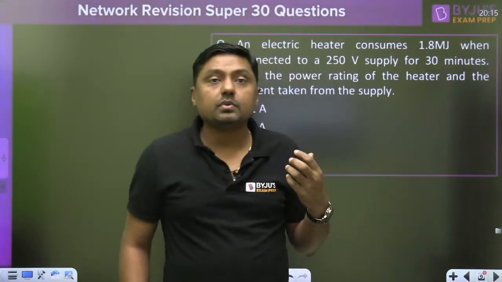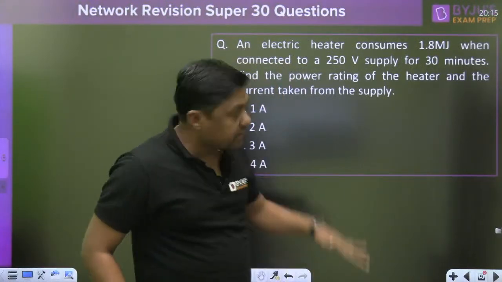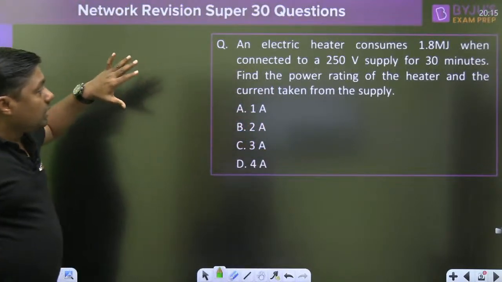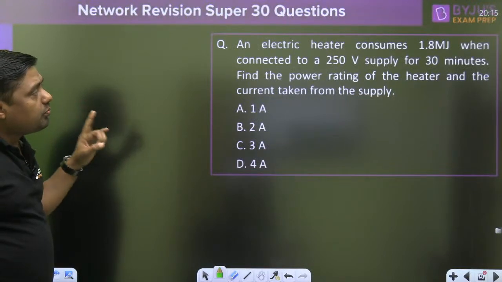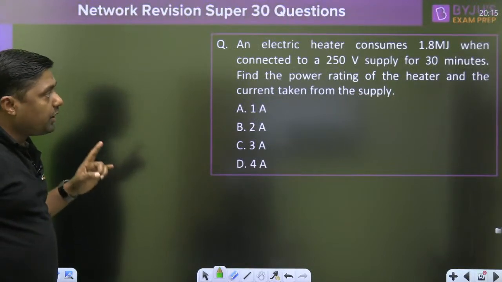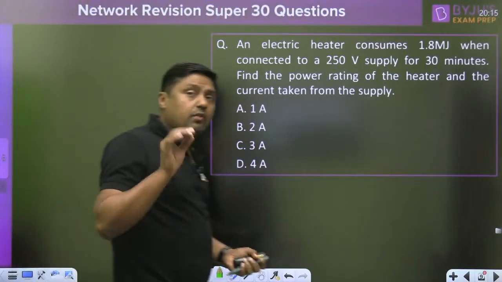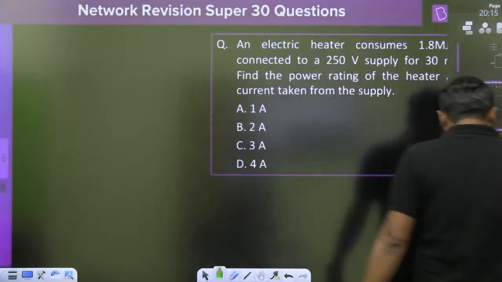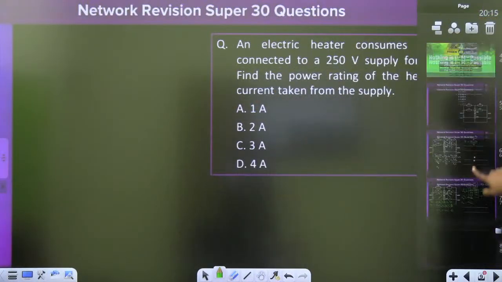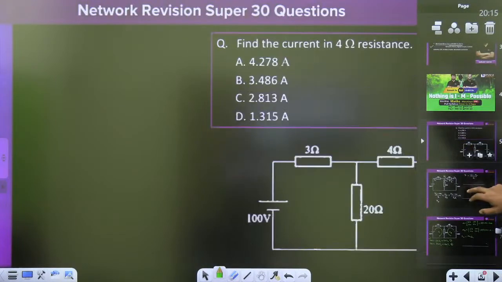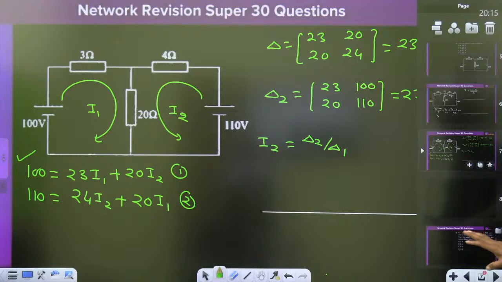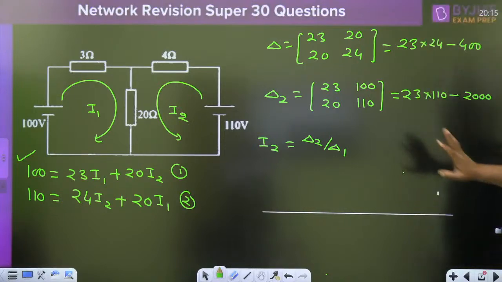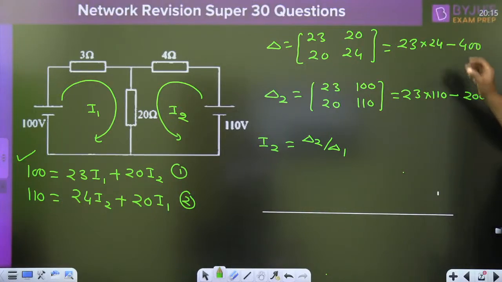Now what is the next one? What is the answer for the next question? An electric heater consumes 1.8 megajoule. If anyone has any doubts, on source transformation or on this method, you can ask. Okay, that is the method. This is a very easy method. Finally, calculate and you will get the answer for this question.